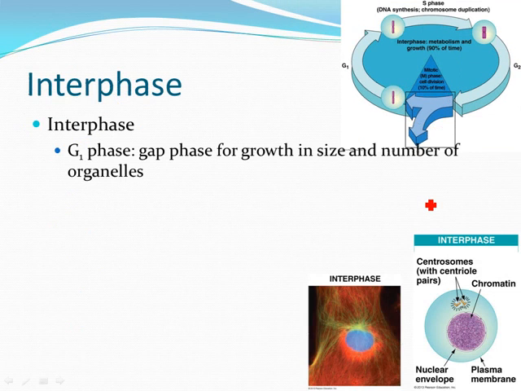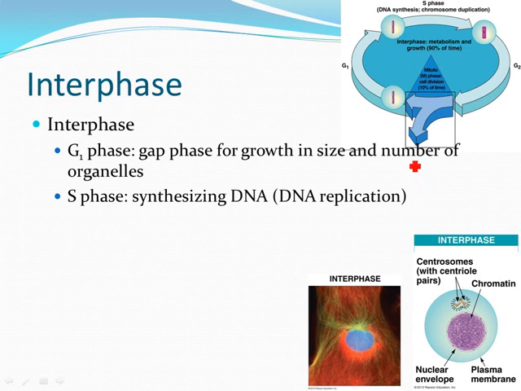Okay. Interphase. In G1, the G stands for gap phase. It's a period of time of growth. So they grow in size and also the amount of organelles inside of it. S phase, the S stands for synthesis. Because it's synthesizing DNA, this is where DNA replication occurs. So we're doubling the amount of DNA at this point in time.